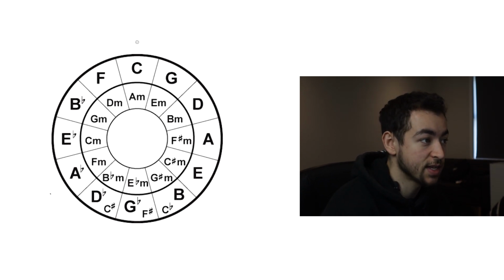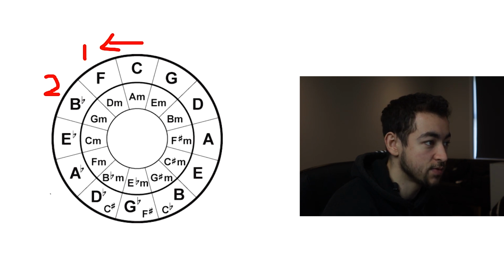So C has no flats or sharps, but if we go anti-clockwise, then we know that the key of F has 1 flat, the key of B flat has 2 flats, the key of E flat has 3 flats, the key of A flat has 4 flats, and D flat has 5 flats, G flat has 6 flats.